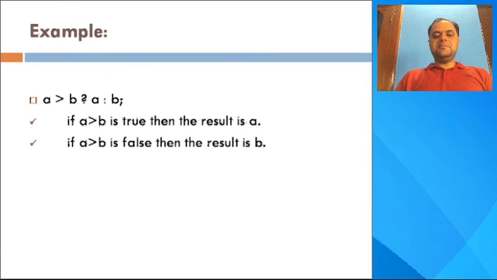We will see an example. For example, a is greater than b question mark a colon b. So if a is greater than b is true, then the result will be a, and if a greater than b is false, then the result will be b. If this is true, then the result is this, and if this is false, then the result will be this.